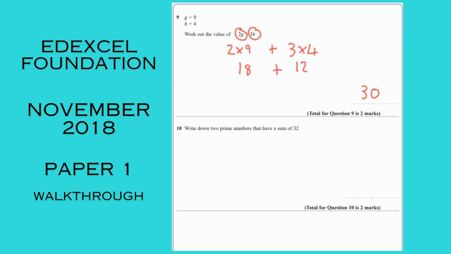So, number 10, if you don't spot it, you could just jot down your prime numbers and see what happens, 2, 3, and so on. But 2 is not going to help you because 2 and the rest are all odd. So you can reject 2, write your list, you'll find there's 2 possibilities. There's 3 and 29, that works for a mark, and there's 13 and 19. That also works for a mark, either or pairs.